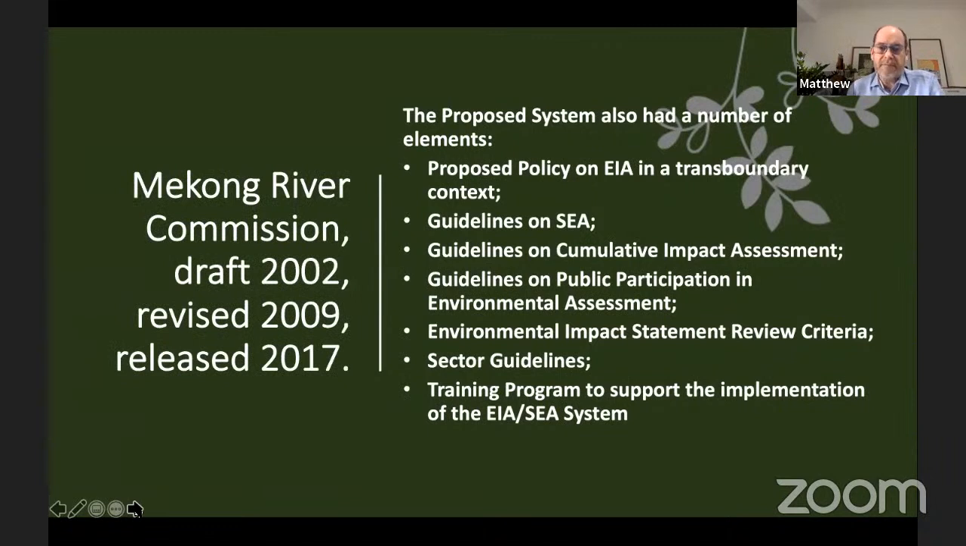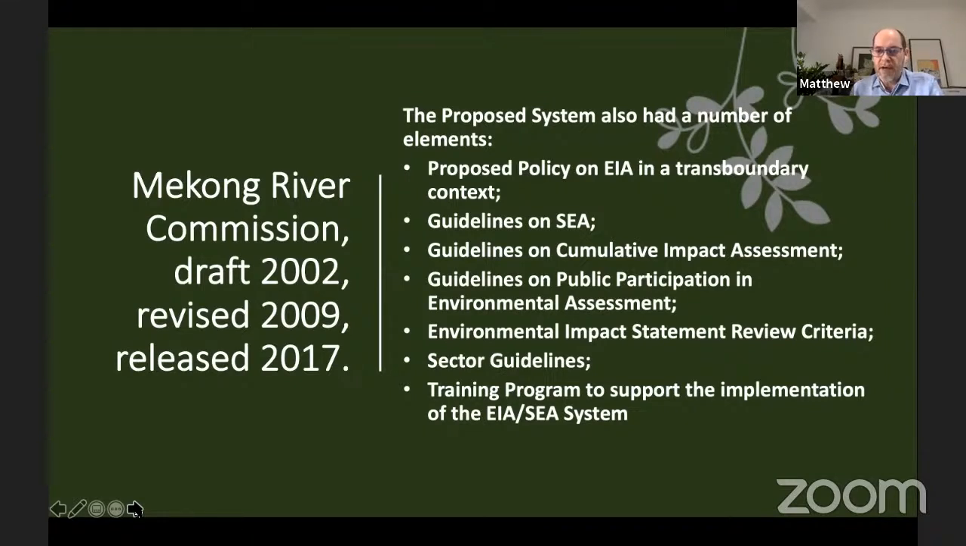a draft system of EIA in a transboundary context. It also developed guidelines on strategic environmental assessment, cumulative impact assessment, public participation, and a number of sector guidelines, in particular dealing also with hydropower, but also other works that were going to be conducted on the Mekong River. They were drafted in 2002, they were revised in 2009, they were further revised and released in 2017.